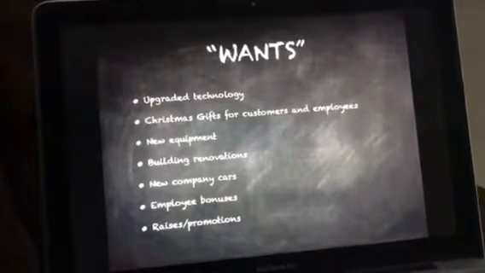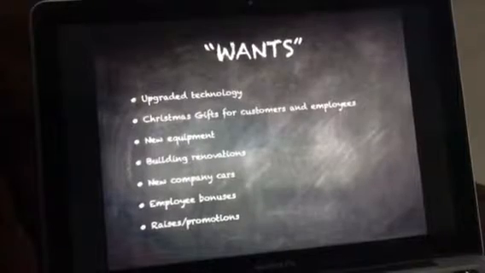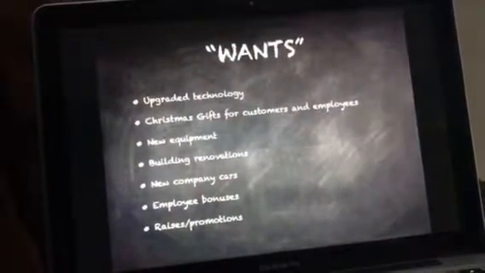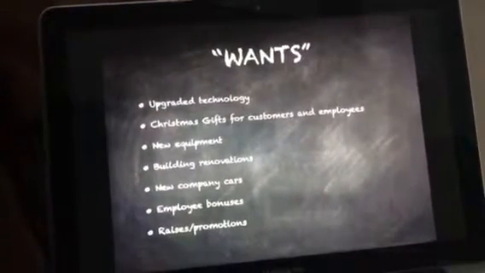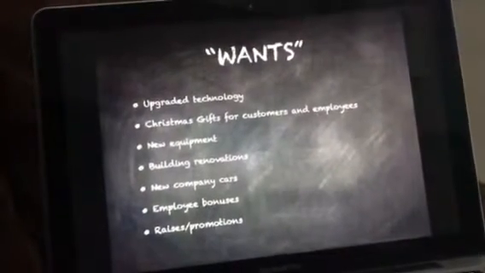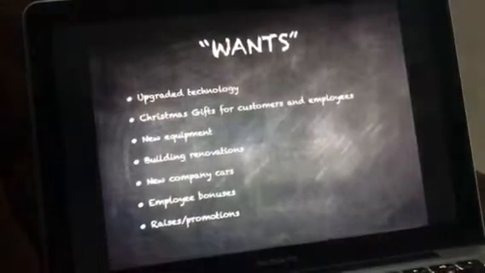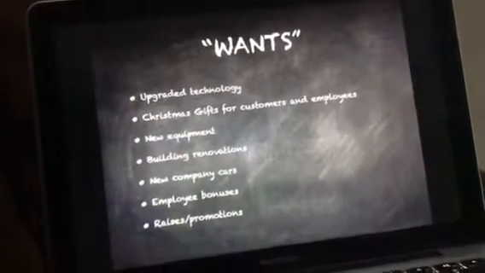Upgrading your technology to have the best of the best, to have the newest computers, the newest, in our case, channel letter benders, the newest paint booth, the newest sandblasters, the newest forklift, the best of the best.